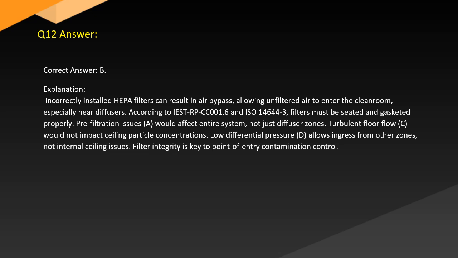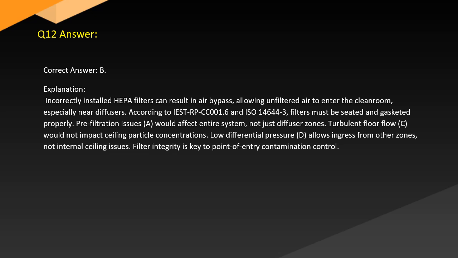Answer. Correct answer: B. Explanation. Incorrectly installed HEPA filters can result in air bypass, allowing unfiltered air to enter the cleanroom, especially near diffusers. According to EC.6 and ISO 14644-3, filters must be seated and gasketed properly.